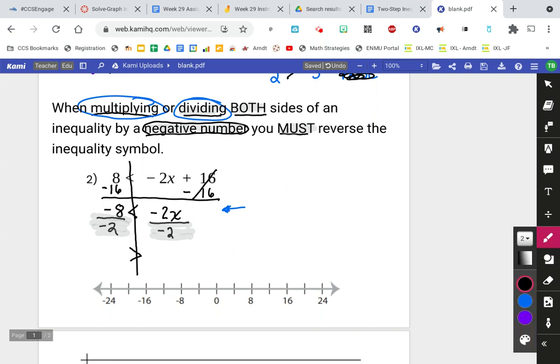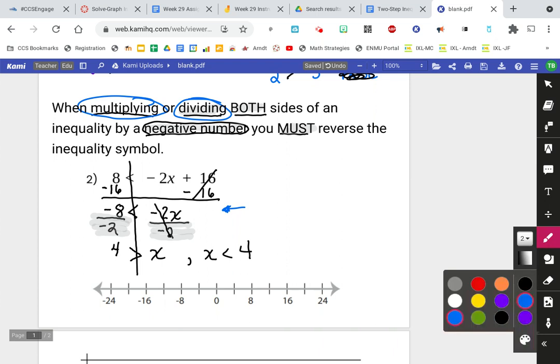Okay, so negative 8 divided by negative 2, a negative divided by a negative is a positive. 8 divided by 2 is 4. And then negative 2 divided by negative 2 is a positive 1x. So I have 4 is greater than x, which is the same thing as x is less than 4. Those two statements are the same. Now we have to remember, do we need an open circle or a closed circle? Well, since it's just a less than symbol, we need an open circle at 4.